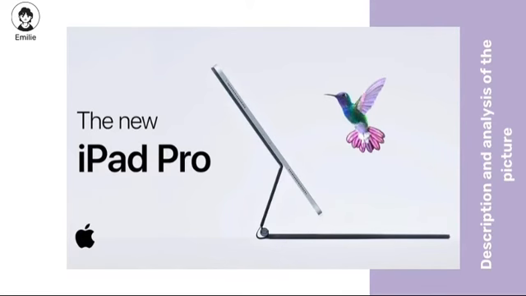About the description of the picture. To begin, the ad shows us the product in the foreground, the Magic Keyboard with the iPad in the center of the picture, to emphasize and give importance to the product. On the left, we can see the name of the product in the foreground too. As we can see, there's a little hummingbird floating above the iPad, a key point for this analysis. We'll see this after.